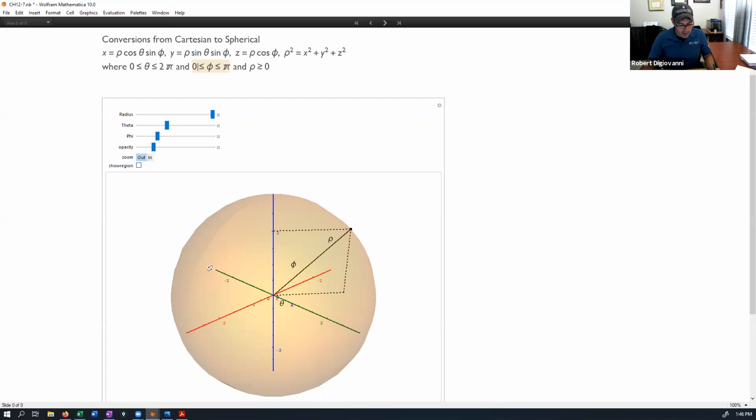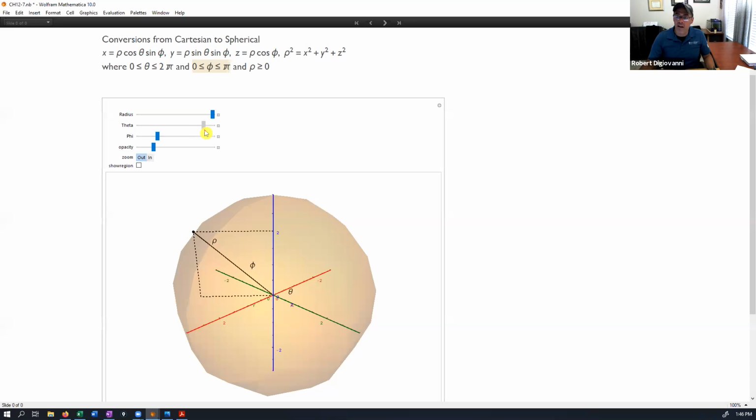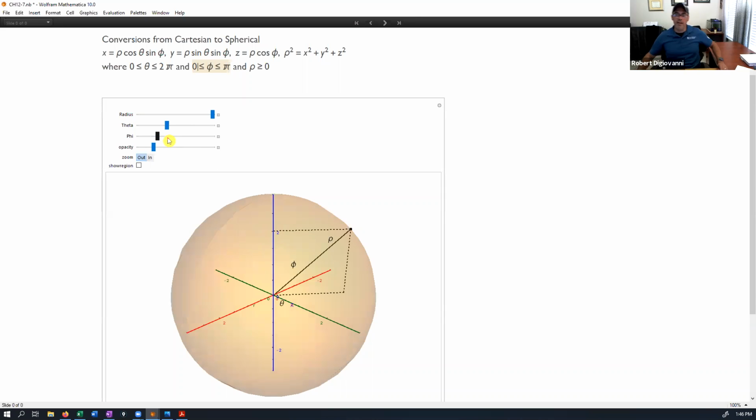So if I wanted to be at a point over here, let's say where my cursor is, I wouldn't want to swing phi down and come around. Instead, I would just take theta and swing theta around so that I'm over there in that octant. I hope that makes sense. Any questions on it?